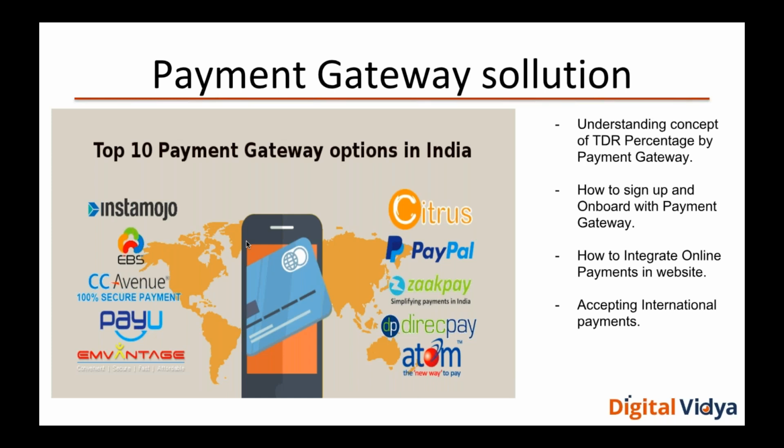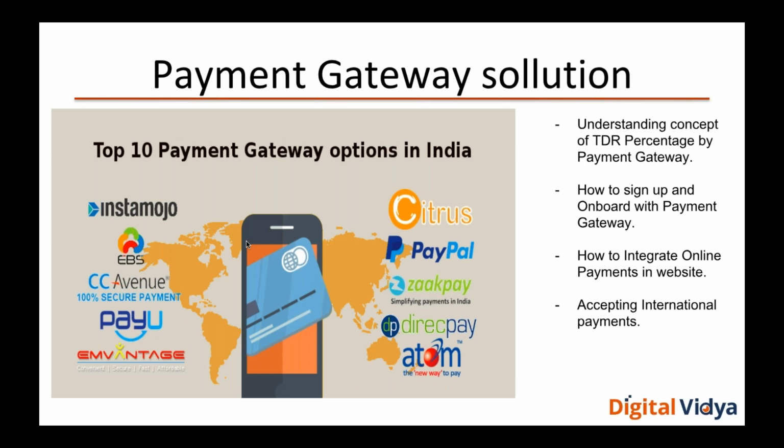The transaction percentage a payment gateway charges differs by source. If a user is paying by debit card, the merchant or store owner will be charged 1%. If the user is paying by credit card, it may charge between 2 to 2.5%. If the user is paying by net banking, it may be 2 to 2.5%. So the payment gateway charges you a transaction fee on the payments you receive on your online store.